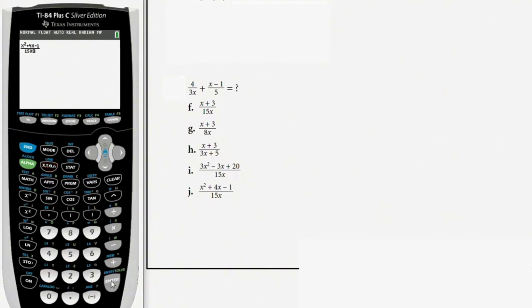No, so let's take option I. After this window fraction 1, so we have 3x square, alright, minus 3x, okay, plus 20 over 15x. So that's the first enter. 13 over 15 exactly. So the correct option is what? Option I. This basically can solve this kind of problem.